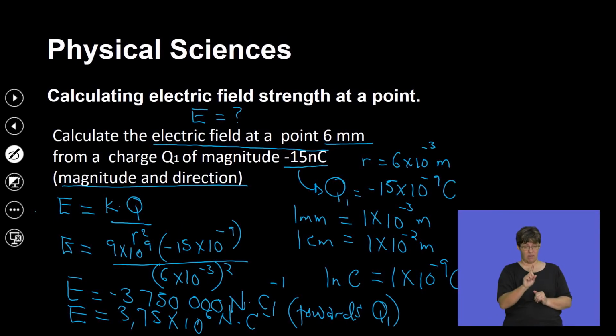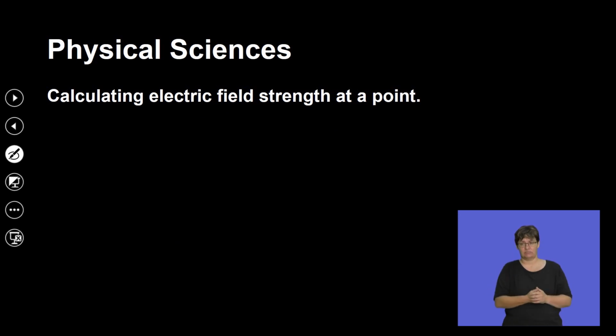So Q1 is the charge that created the field. So that negative suggests the direction of the field. So this is basically how you carry out calculations as far as the electric field at a point, right? Now, having said that, there can be a different case.